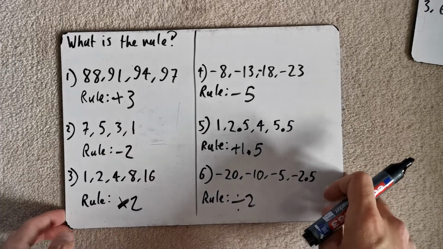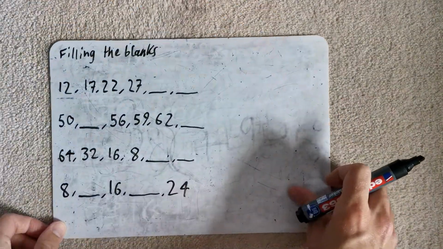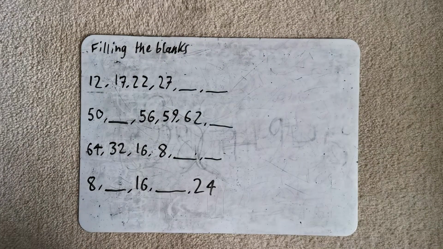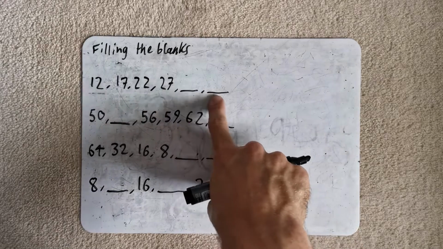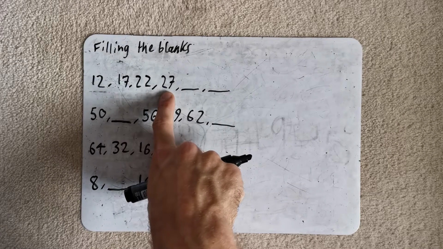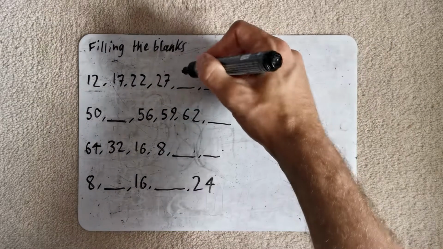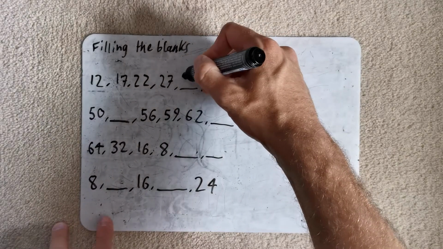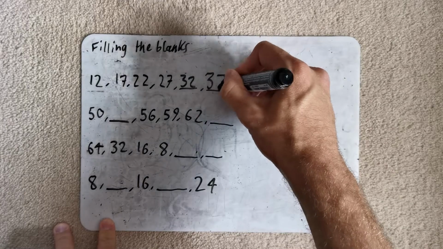Okay. Right. Next thing that we need to think of when we are talking about sequences is we need to talk about filling in the blanks. These are very common questions. Okay. Now we know how to find out what the rule is, we can find out what these blanks are. Some of you have already seen that if you carry on this rule, you're adding 5 each time, adding 5, adding 5. Well, we're just going to add 5 again, aren't we? What's 27 add 5? 32. What's 32 add 5? 37.